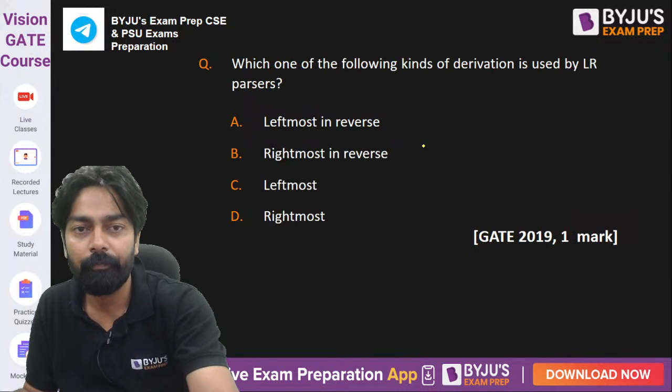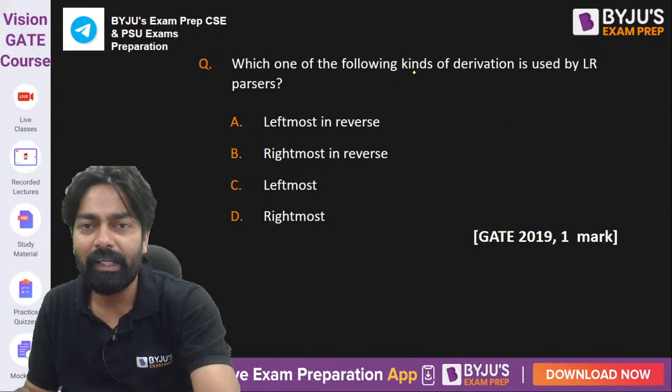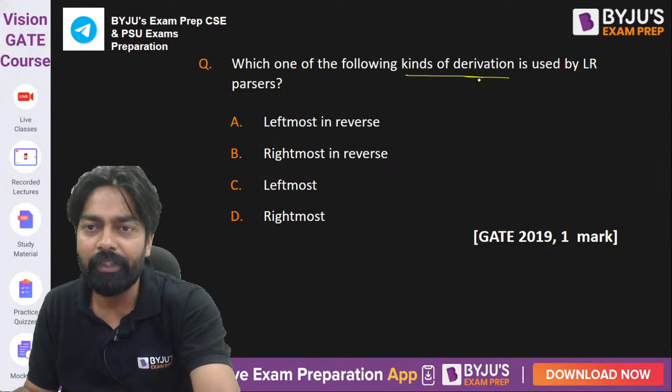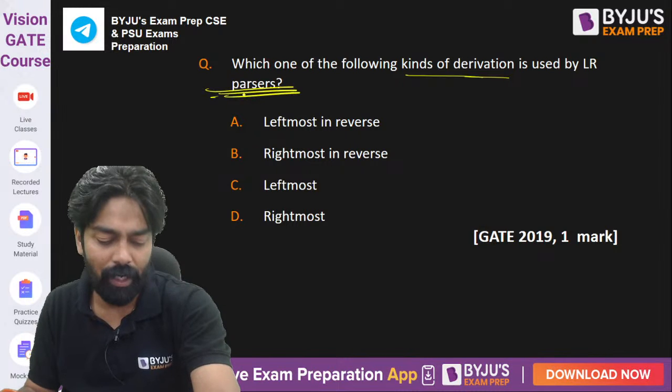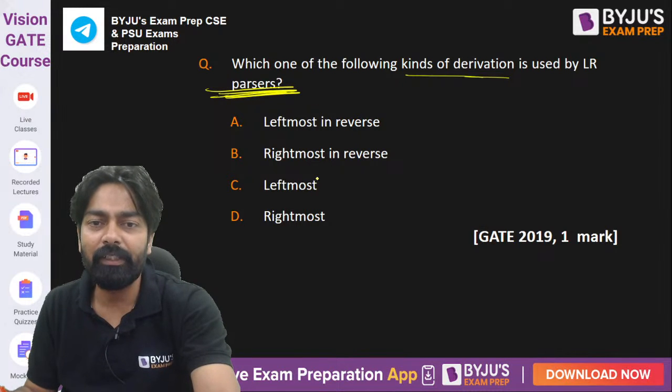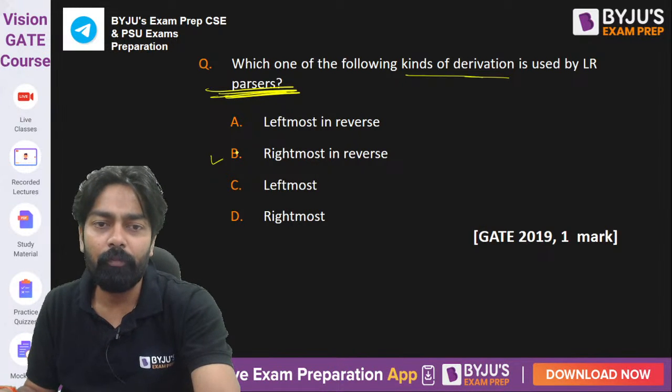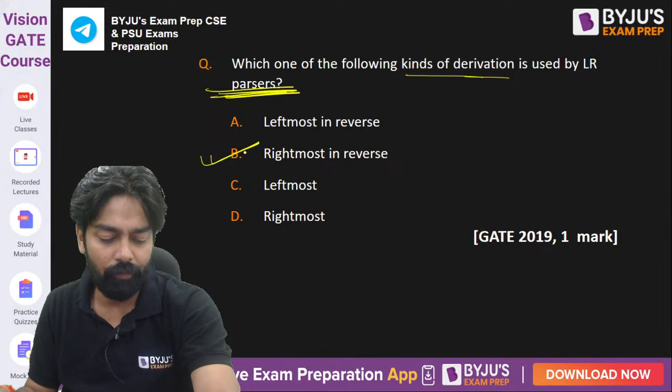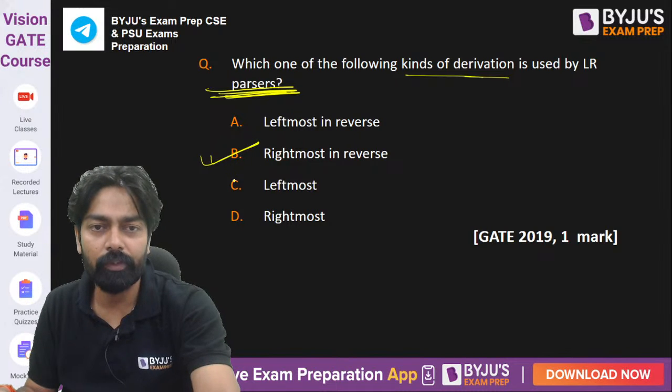Please reply. Now, which of the following kinds of derivation is used by the LR parser? LR parser is nothing but, everyone knows, rightmost in reverse. Rightmost in reverse.